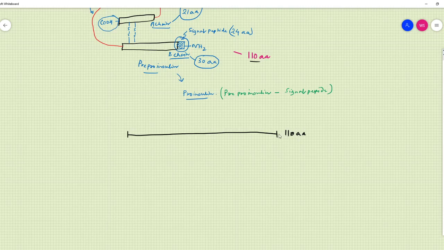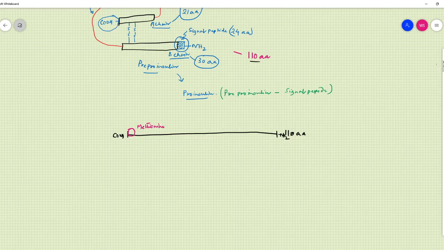So at this end, let's call it the NH2 end, and we can call it the COOH end. Okay. The first amino acid here is, let's call it the first one, methionine.